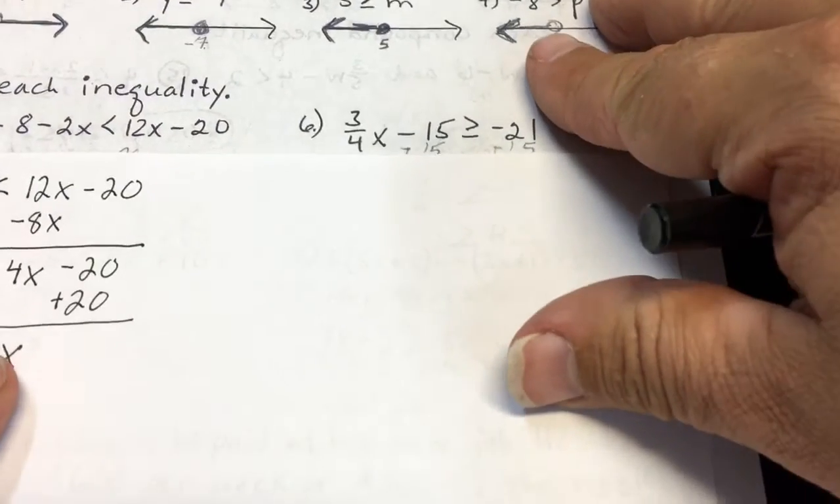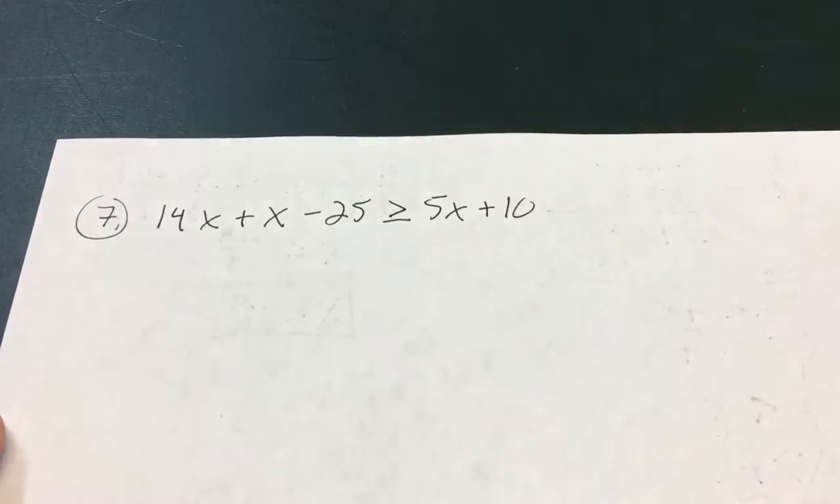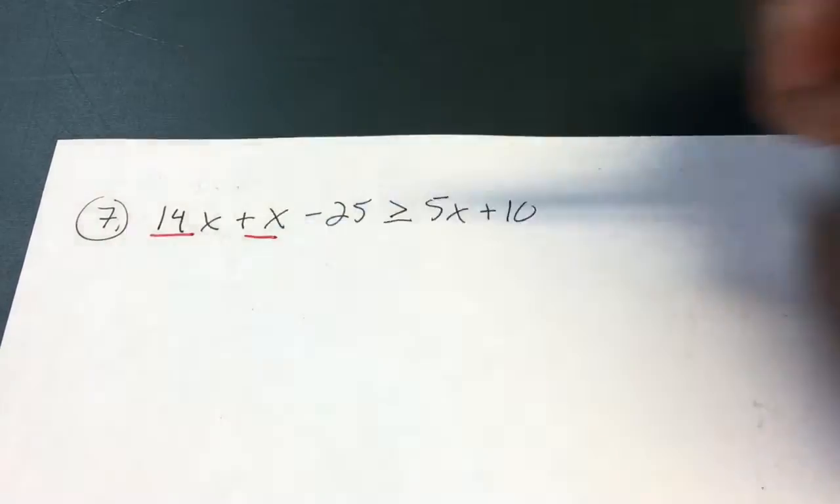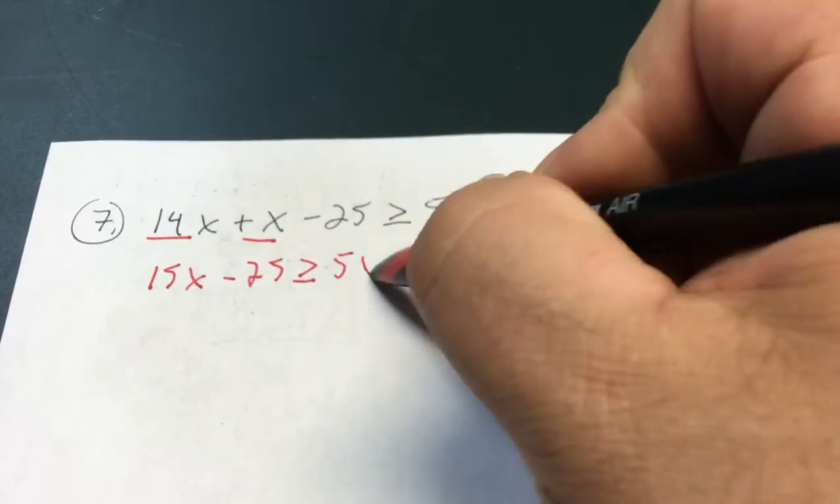Number 6, it has fractions. Some people like to turn that into 0.75. You don't have to. Number 7, I want to solve this big inequality. The first thing I want to do is combine like terms. So I notice that 14x plus x, 1x is going to give me 15x minus 25 is greater than or equal to 5x plus 10.